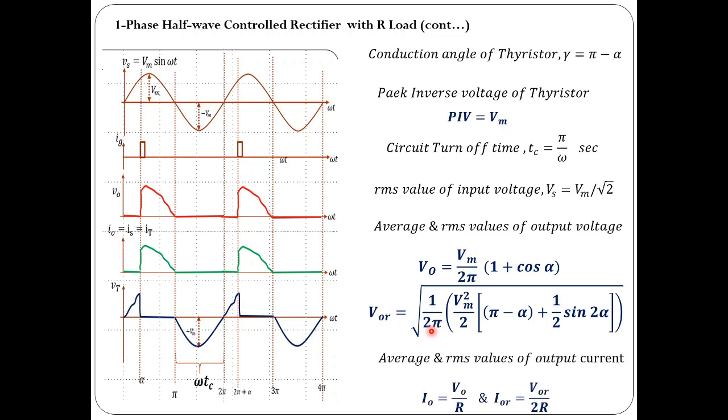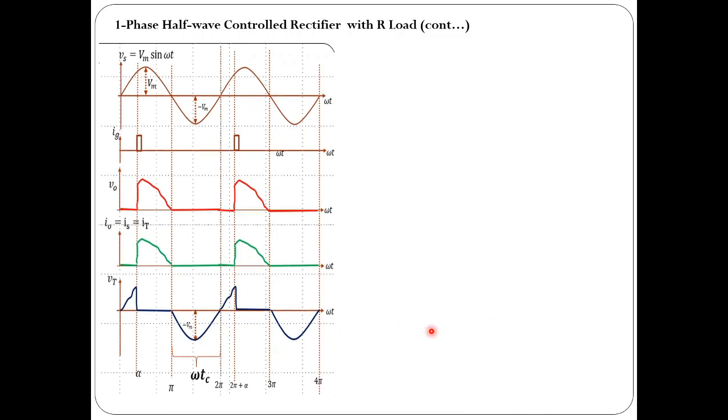RMS and average value of output currents. So we know this, in this case we have resistor as a load. So for a resistor, output voltage and current are going to be in phase. So I0 is equal to V0 by R. So average value of output current is equal to average value of output voltage by R. RMS value of output current is equal to RMS value of output voltage by R.